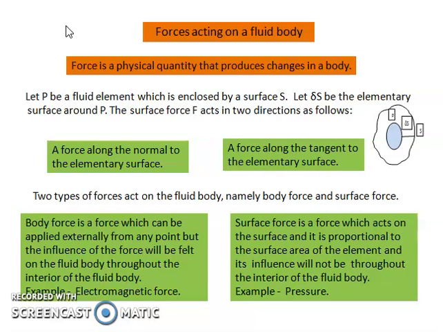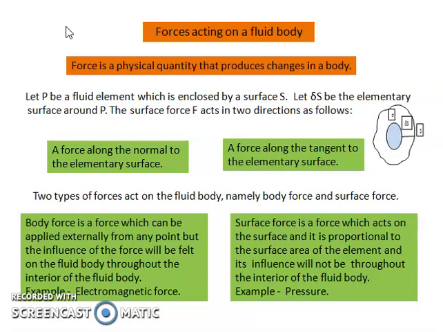Two types of forces act on the fluid body or on any body, known as body force and surface force. Body force is a force which can be applied externally on any fluid or any object, and the influence of the force will be felt throughout the body. For example, we can consider electromagnetic force. When we place a steel object on a magnet, we can see that the steel object entirely gets a magnetic force. But a surface force is a force which can be applied only on the surface, and its influence will not be felt throughout the body.